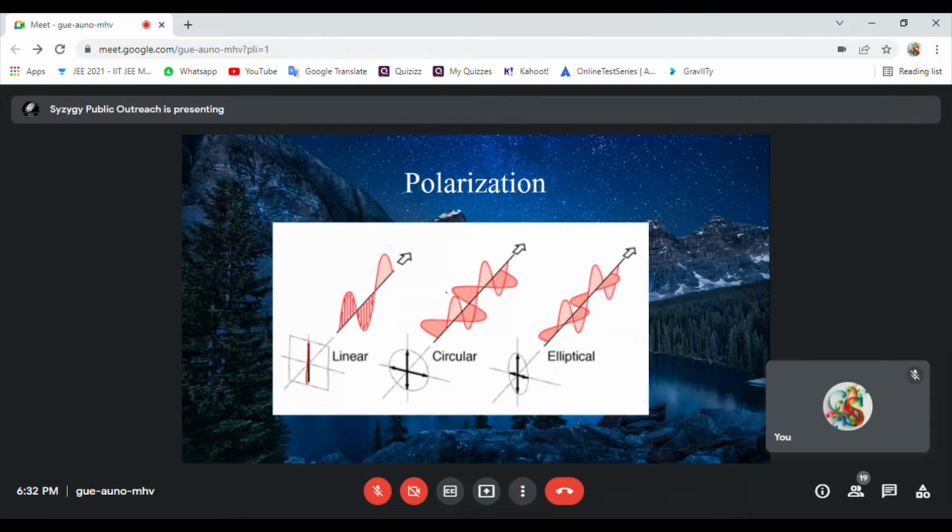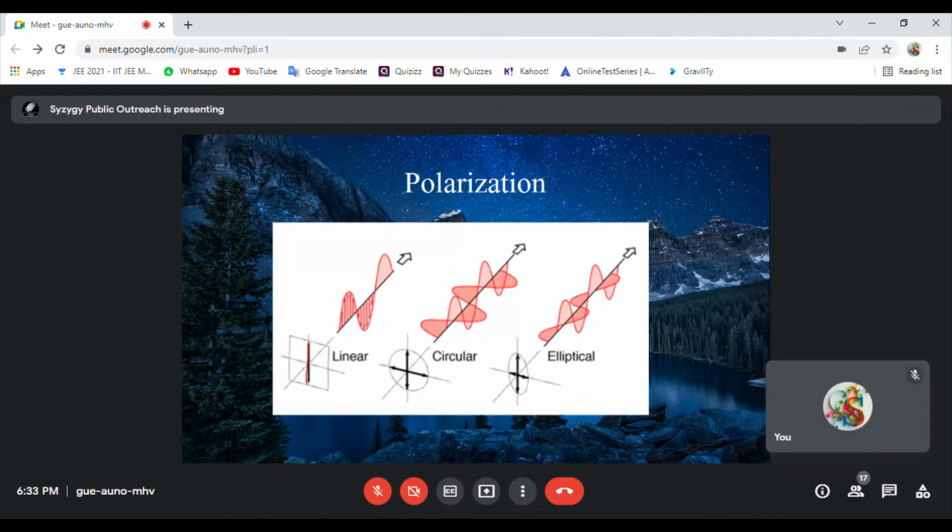Then there is elliptical polarization. In a circularly polarized wave, when the amplitude of one of the waves varies, or is slightly less or greater than the amplitude of oscillation of the other wave, we get an ellipse out of the electric vector. So this is elliptical polarization. These are the three types of polarization.